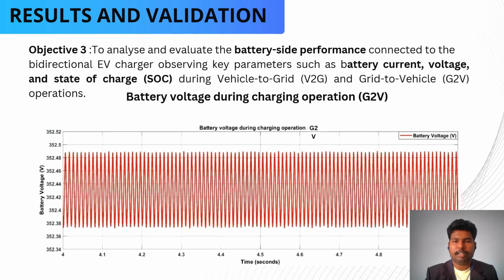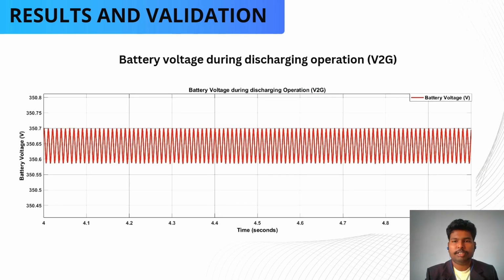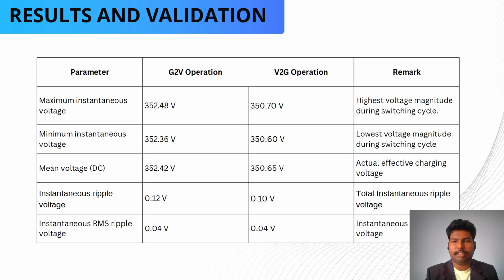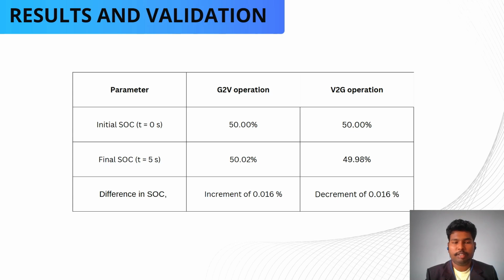Next is the result for the battery voltage during charging, current and state of charge, and similarly the battery voltage during discharging, battery current, and also state of charge. These are the tabulated values for voltage, current, and state of charge. For state of charge, we can observe an increment of 0.016 and a decrement of 0.016, which are equal. Here we can evaluate that the charger is operating properly.